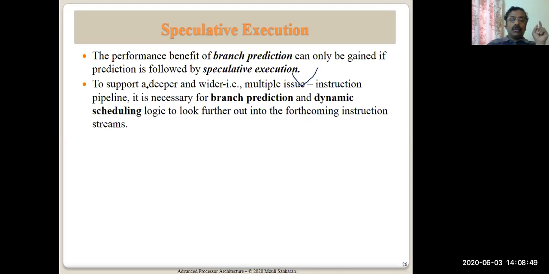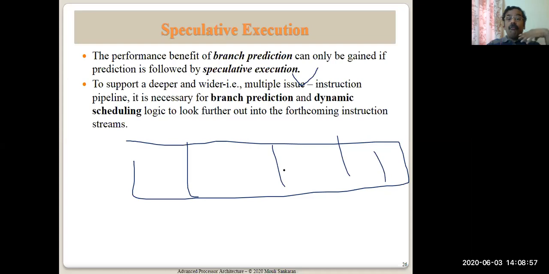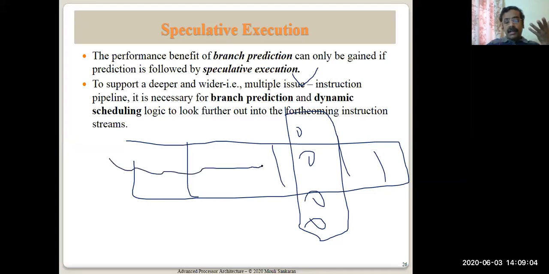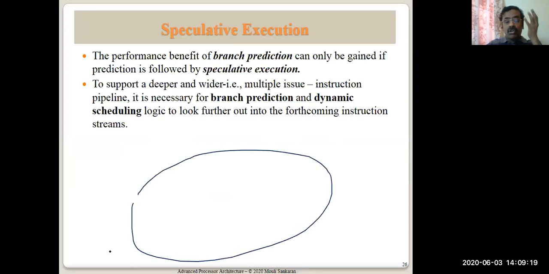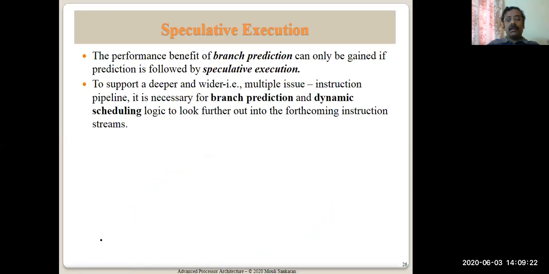So to support a deeper and wider multiple issue instruction pipeline, what I mean by deeper is the number of stages is more. Wider means I have a wide number of functional units, I can issue more instructions. Then if I need to keep instructions flowing into the pipeline, I need to do prediction. I need to do speculative execution. Both need to be done so that my job in the pipeline is not wasted. All the instructions that I've brought are valid instructions and I am gaining from it.